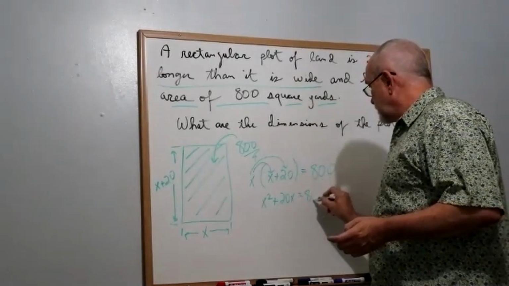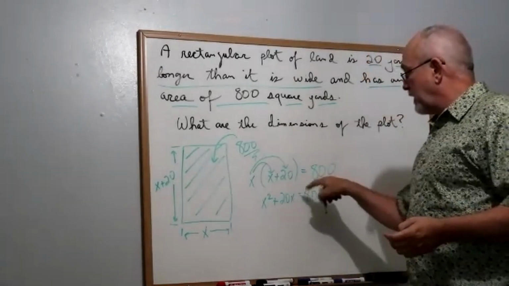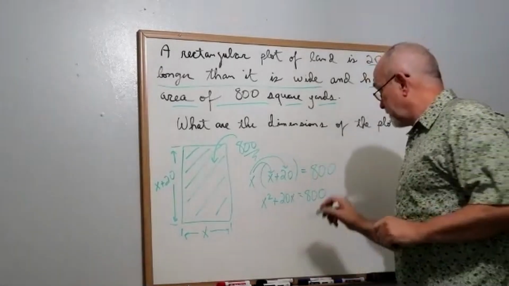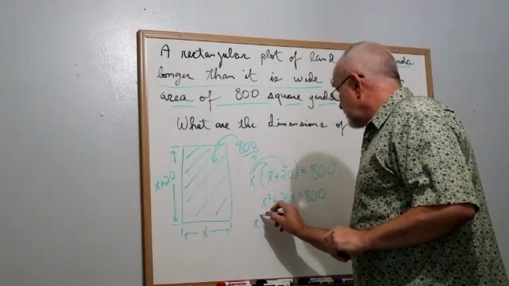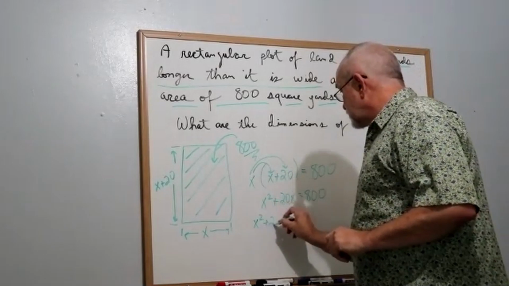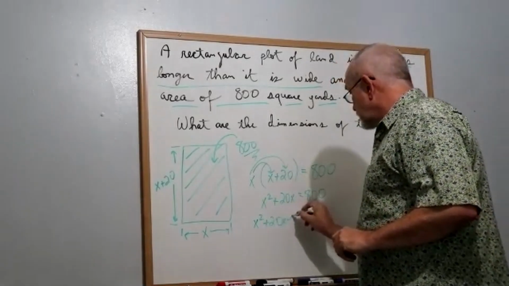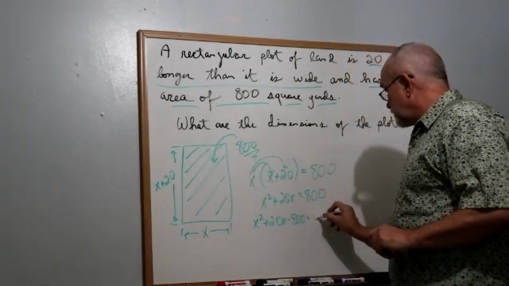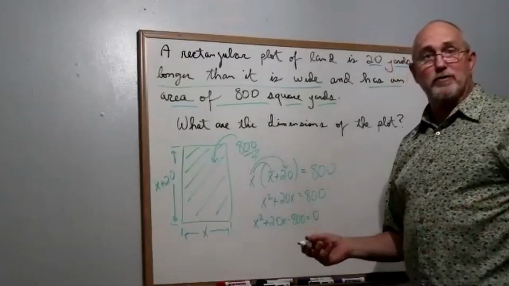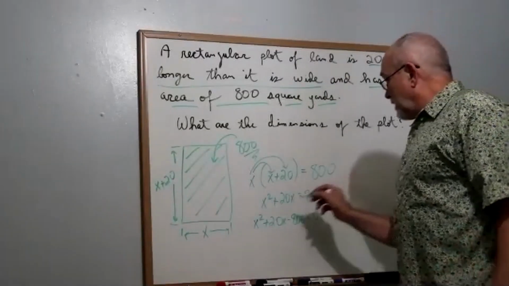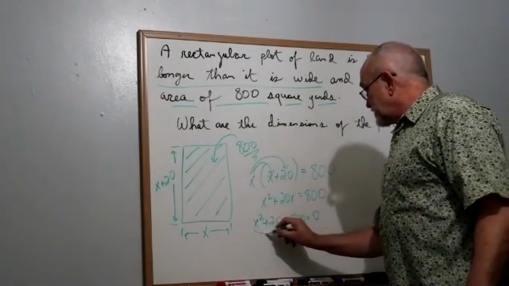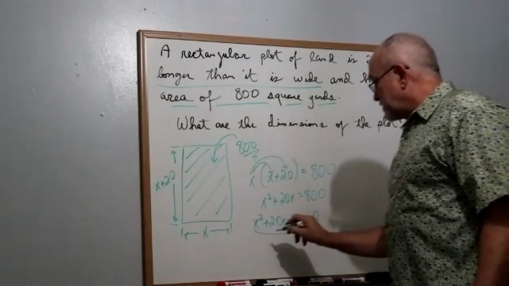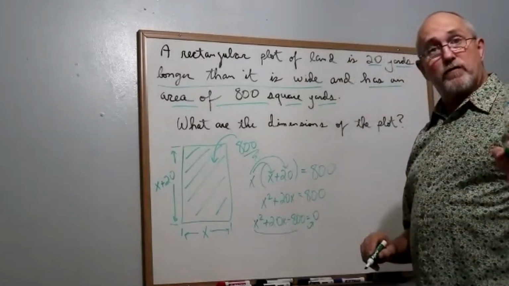Distribute across, do the same to this one, plus 20x equals 800. Now let's move the 800 over to the other side, and I'll explain in a little bit why we're doing it. To do that, very simply, we just subtract 800 from both sides to make this 800 zero, because 800 minus 800, right? So we have this equals 0. We can break this into factors. This is why it's called factoring.